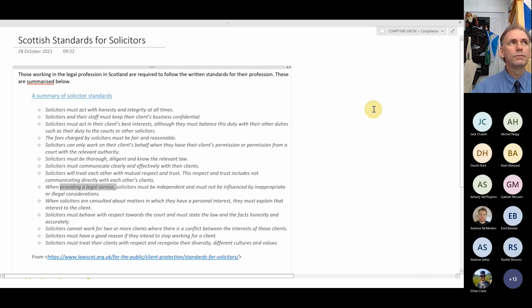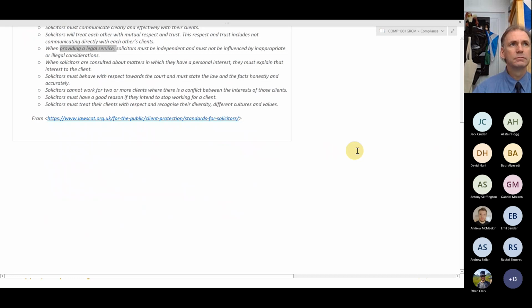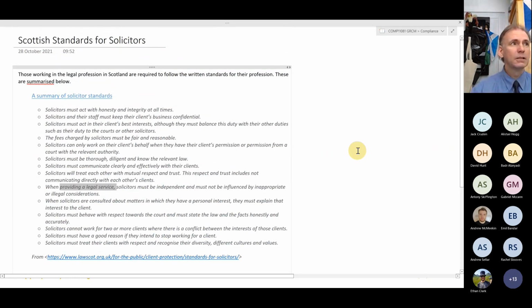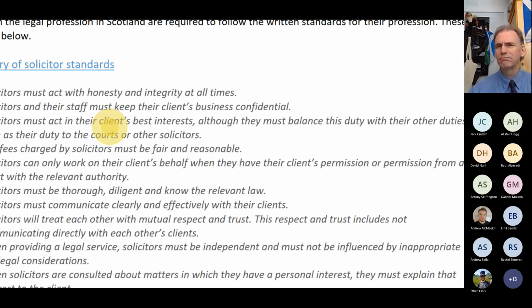So here's the standards for solicitors. Now, the full thing is linked there, but these are the main points here. Starting off with honesty and integrity. Now, of course, you would hope that would go without saying.